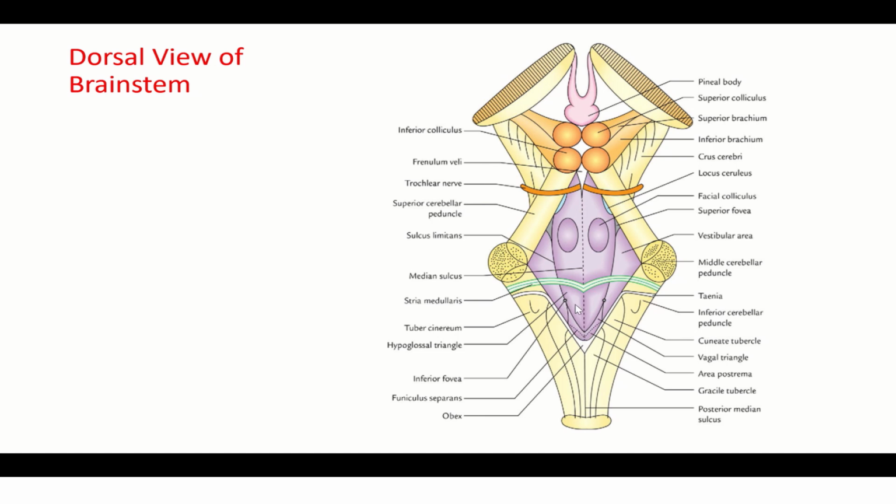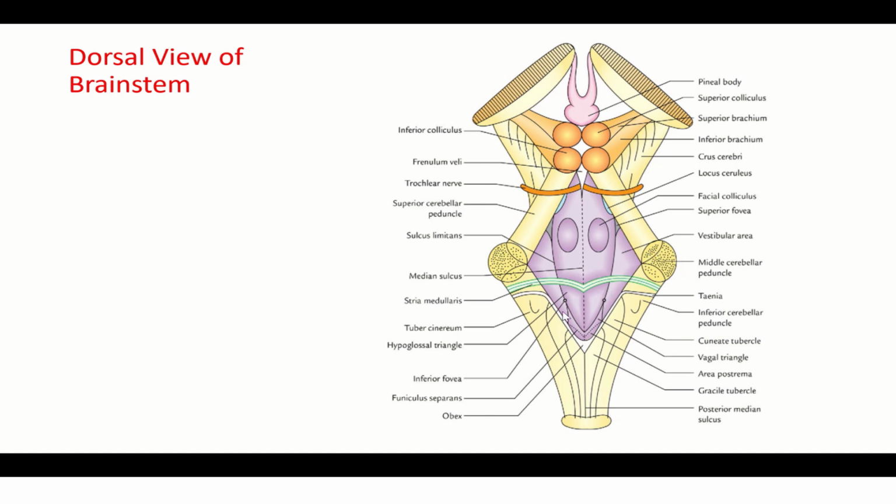This will be the hypoglossal triangle. In this area you can observe the vagal triangle, and here you can see the stria medullaris. Here you can see the median sulcus. This will be the sulcus limitans. Here you can see the facial colliculus. This will be the superior fovea. This will be the locus ceruleus. You can see the middle cerebellar peduncle, the inferior cerebellar peduncle, and the superior cerebellar peduncle.